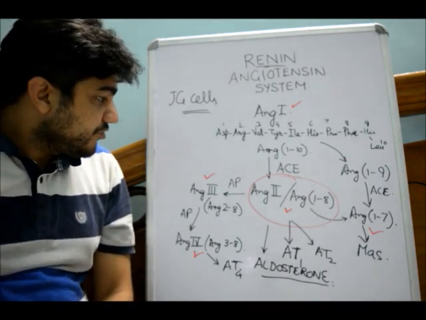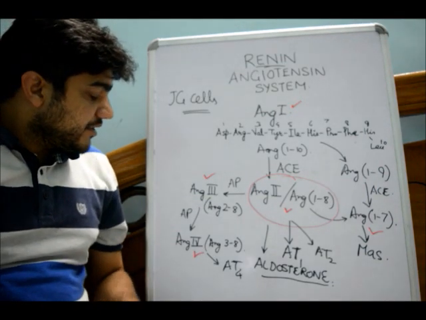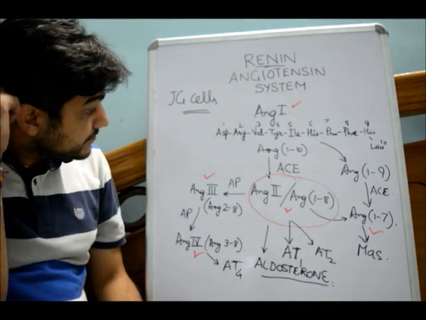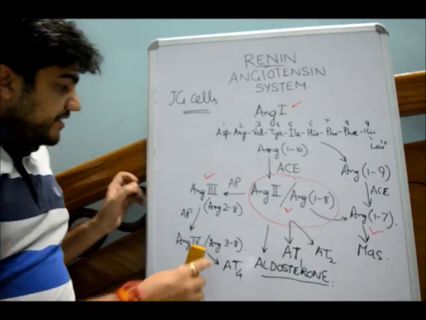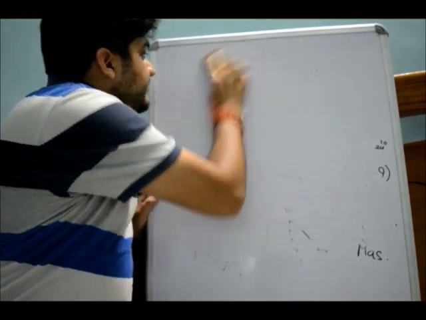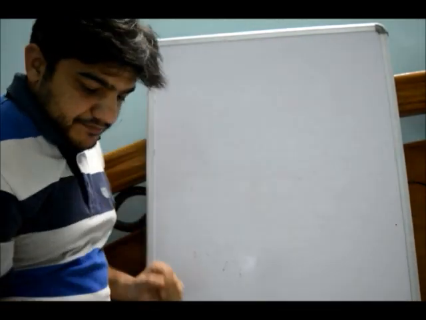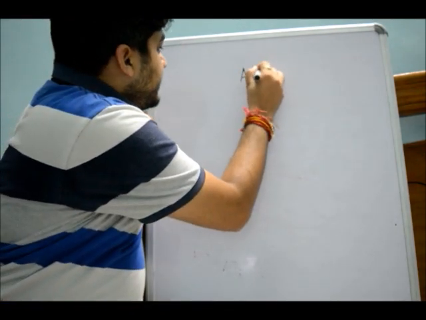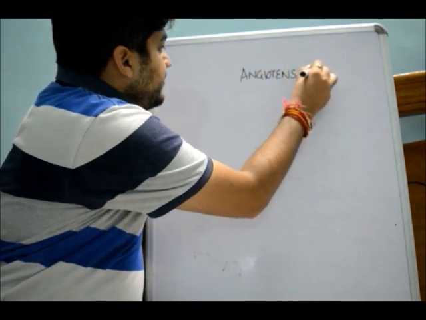Now coming to the drugs which affect this system. There are 3 types of drugs. For explaining the drugs, I will again draw the system so that it becomes easy. So what do we have? We have angiotensinogen.